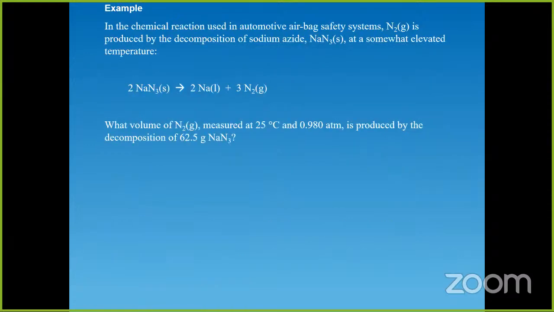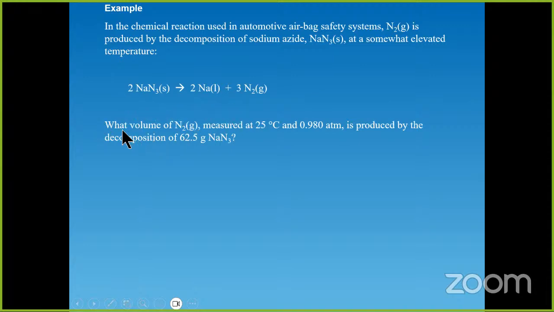So here is a good example of such a problem. The question talks about this reaction, which I'm not sure is still used currently in airbags, but previously, this is the reaction that takes place when there's an accident. The sodium azide is impacted and produces nitrogen, which fills out the airbag, all right? But I think they use something else nowadays. Anyway, this is the balanced equation for the reaction.